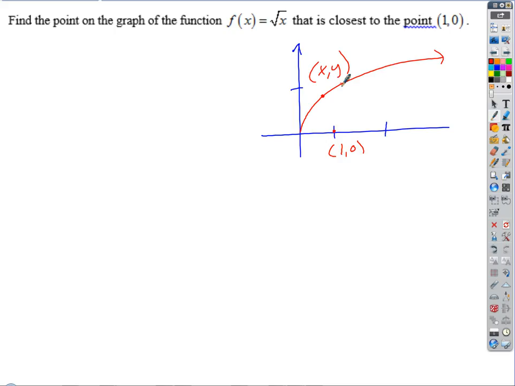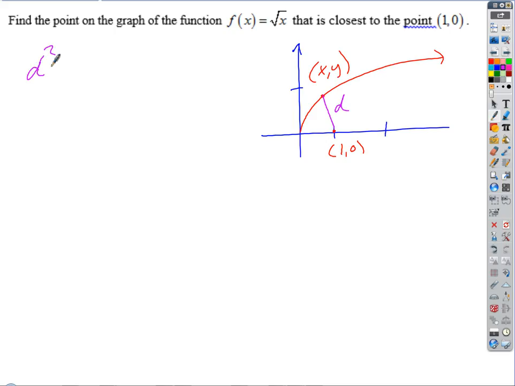1 minus x squared plus y squared equals d. Well, technically d squared. Let's call that d. We did a problem like this a while ago. We can just use the regular d.